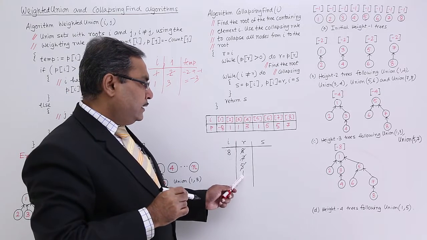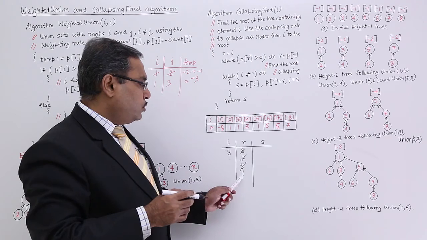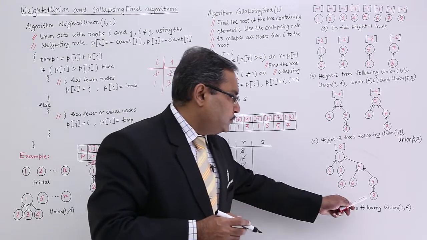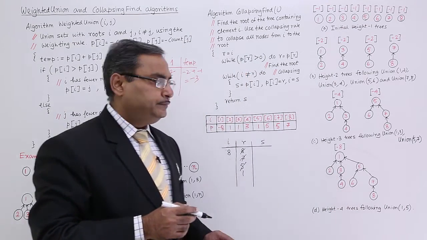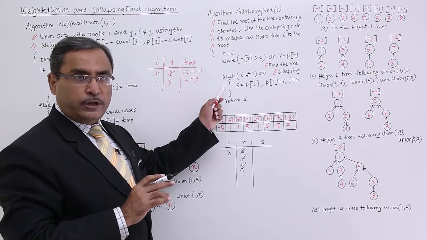So, what are you getting? You are getting the root of 8. R stands for root. So, root of 8, that is 1. So, in this way, it is finding this 1. Okay, up to this, we are fine. Next, we are going for the next while body.